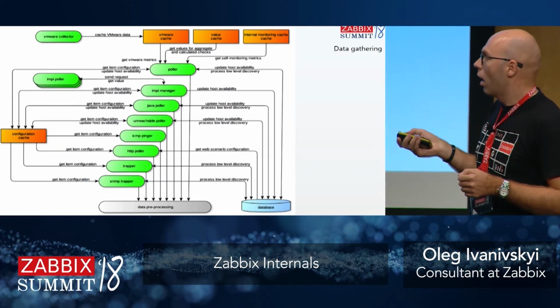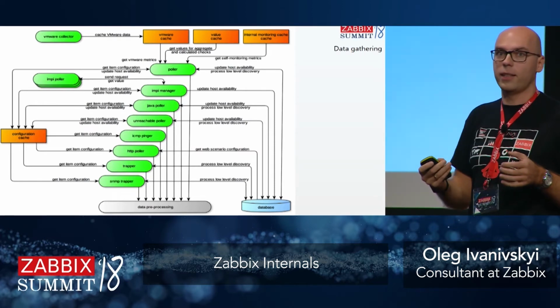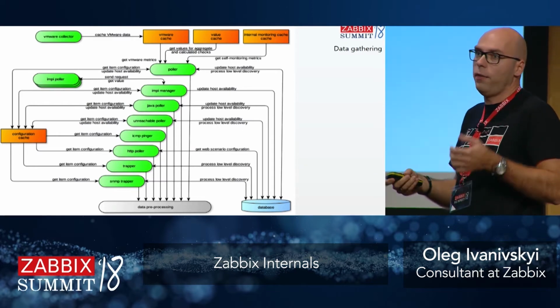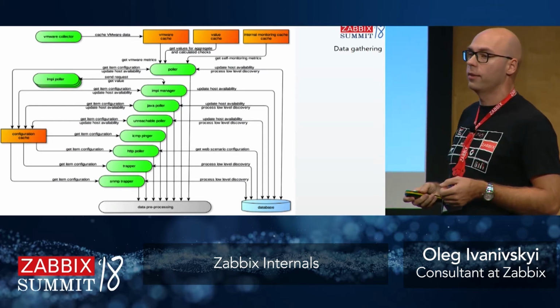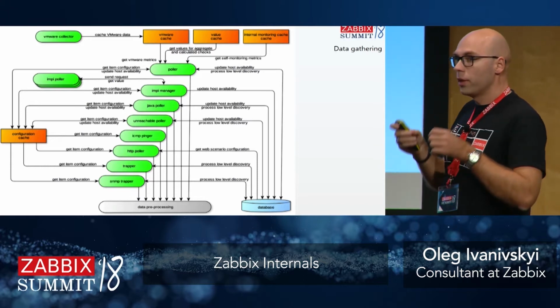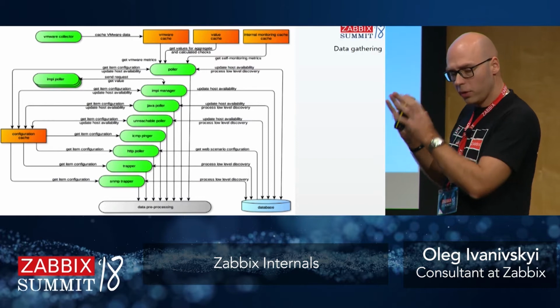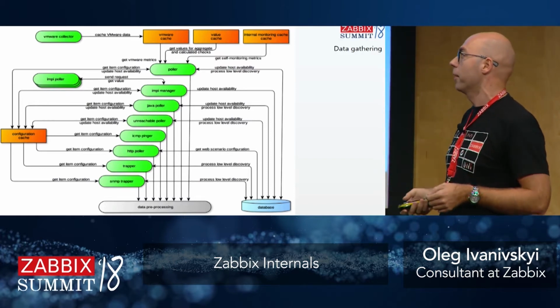All of them will use the configuration cache to get some details, to get the queue of the tasks. So for example, a poller will check the configuration cache, and if it needs to check CPU load for some device, it will connect to that device and get that value. All these processes won't use the database directly. No, they will use data preprocessing, which we'll discuss in a moment. They will pass the values to that guy.